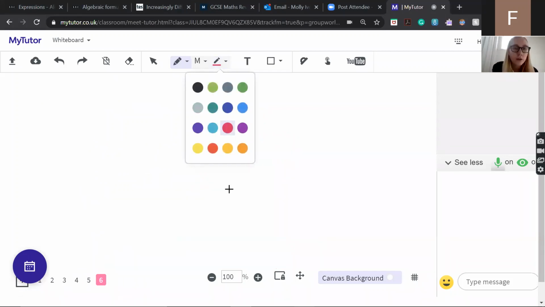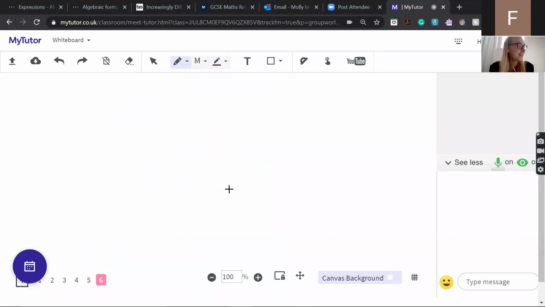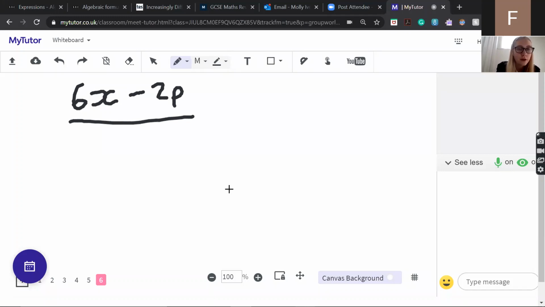I will try to make up a hard one, because those are the only ones I had written down. So I'm going to go for, okay, 6. Gosh, I've got to make sure that this works. Okay, 6x minus 2p over x equals, I'm going to have another letter in here as well, y.